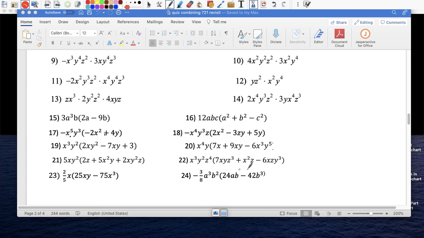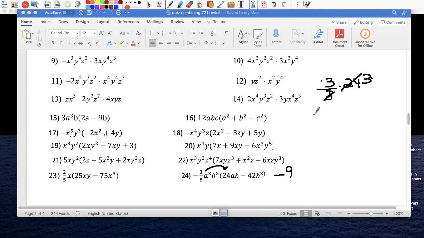Let's do 24. I'm going to skip around. And again, if you have questions, we'll take care of it. Negative times a positive, so we're multiplying these two. Negative times a positive, first of all, is negative. What's 3/8 times 24? Well, 24 divided by 8 is 3, and then 3 times 3, I get 9. Again, 3/8 times 24. You can simplify. And then 3 times 3 is 9. That's how I get it.